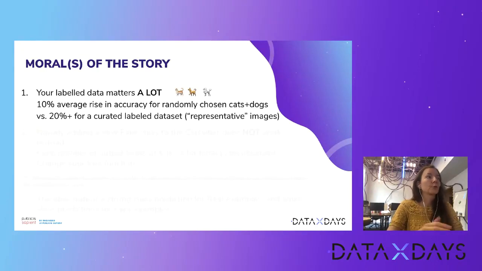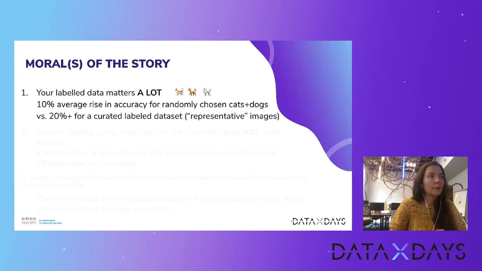So the first moral of the story is that the choice of your labeled data actually matters a lot. This, again, in retrospect, seems obvious. Of course, if you have very few labeled points, the fewer labeled points you have, the more the choice of them matters.